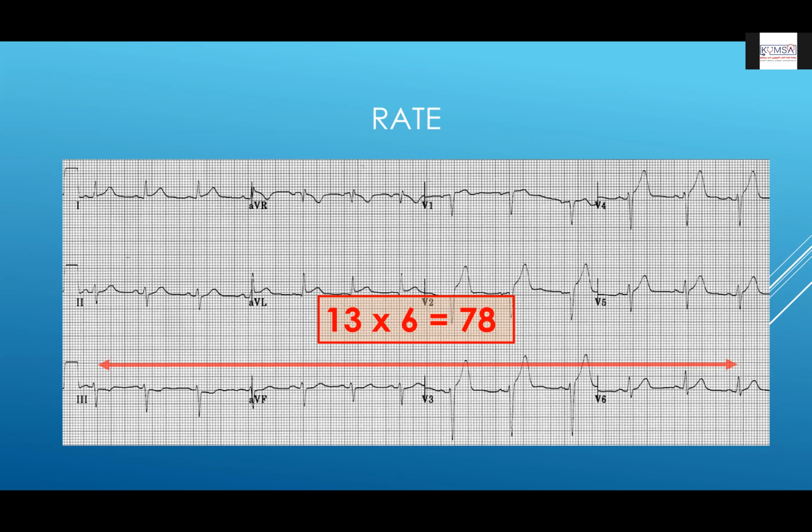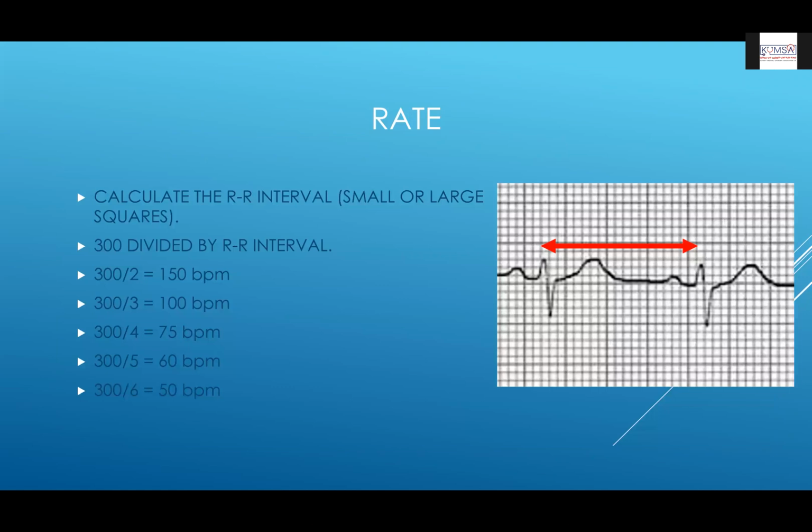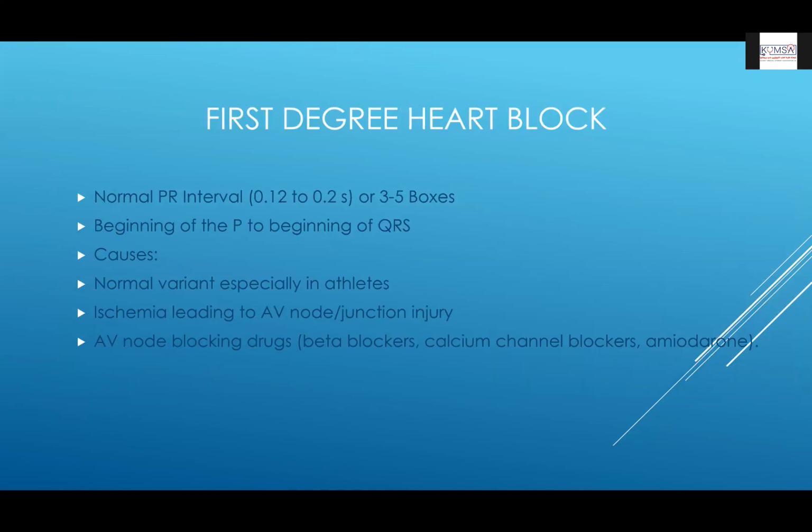But I think what's smoother and much more professional is, if it's a regular rate, you look at the RR interval, calculate the number of big squares, and then you do 300 divided by the RR interval. And I guess with time, you'll know that 2 squares is 150 beats, 3 squares 100, then 75, 60, and 50. So with good practice, you'll just remember the numbers and you can pick up the rate in a second without counting all the QRSs on the ECG.